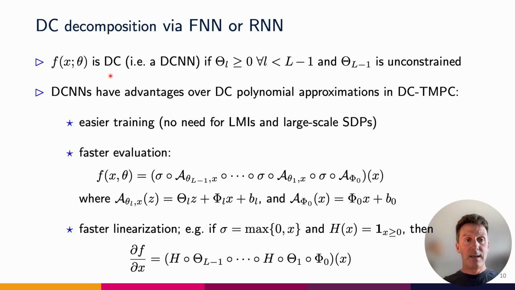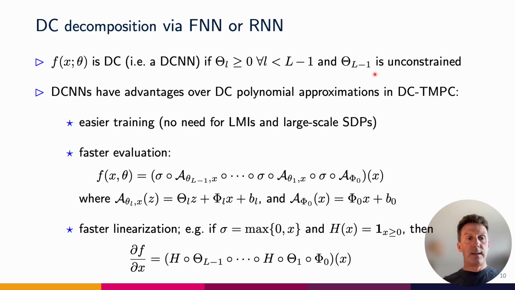We can construct a difference of convex function neural network, or DCNN, by constraining the network weights to be non-negative for all layers apart from the final layer, and then in the final layer the weights are allowed to be free. And again, we apply these constraints during the training process.